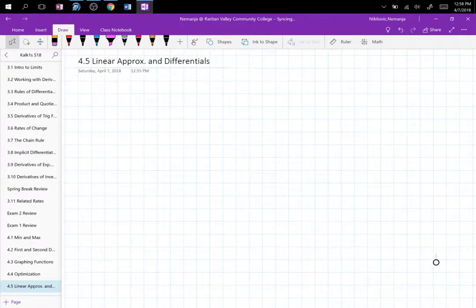This is the first part of 4.5, second one I guess next week. So we're only going to talk about linear approximation, i.e. tangent lines. And the purpose of this is to develop a method of approximating values of things that we generally use a calculator for.